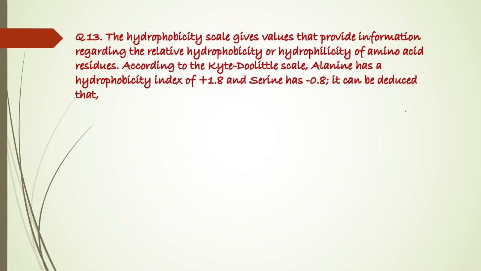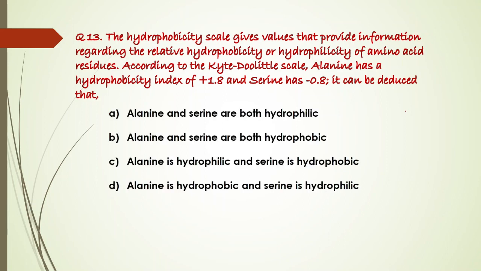Moving to the next question, it states the hydrophobicity scale gives values that provide information regarding the relative hydrophobicity of amino acid residues. You already know that is called the Kyte-Doolittle scale. So according to the Kyte-Doolittle scale, alanine has a hydrophobicity index of plus 1.8 and serine has minus 0.8. So what can we deduce from these values?